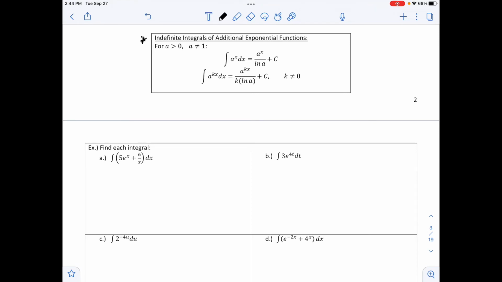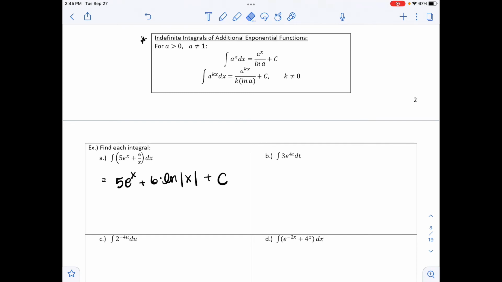So it says the integral of 5e to the x plus 6 over x dx. So integrating this, we're going to end up with 5 times the integral of e to the x, which is just e to the x, plus 6 times the integral of 1 over x, which is ln absolute value of x, plus our c, our constant value.